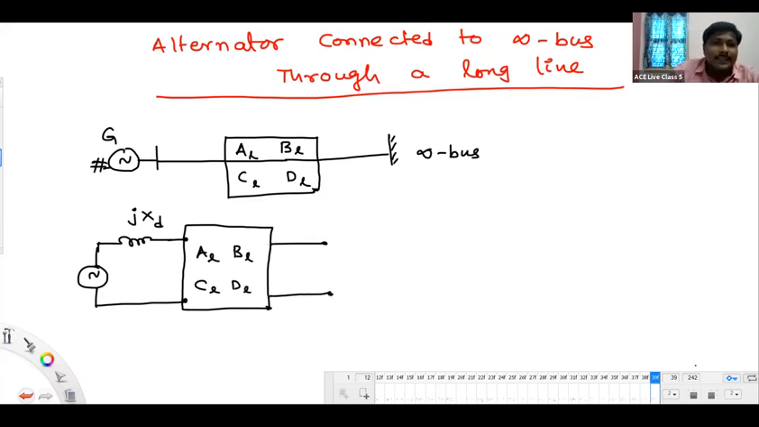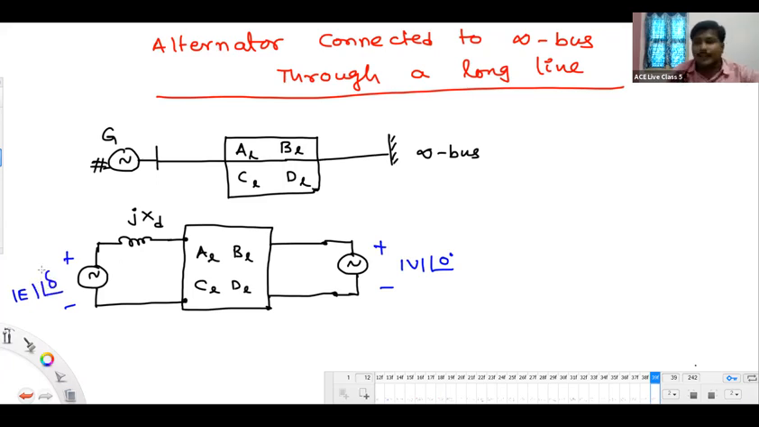How do we model the infinite bus in the equivalent circuit? We say it is simply an AC voltage source with zero internal impedance. Right? AC voltage source with zero internal impedance. Yeah. Next one. Look here. This infinite bus voltage I am choosing as the reference, mod B at angle 0 degree. The internal voltage of the generator we are choosing as mod E at angle delta.